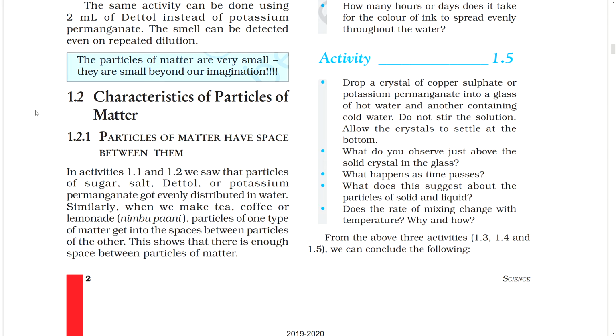1.2 Characteristics of particles of matter. Particles of matter have space between them. In activities 1.1 and 1.2, we saw that particles of sugar, salt, Dettol, or potassium permanganate got evenly distributed in water. Similarly, when we make tea, coffee, or lemonade, nimbu pani, particles of one type of matter get into the spaces between particles of the other. This shows that there is enough space between particles of matter.